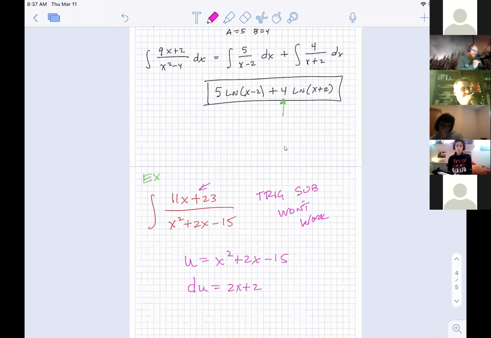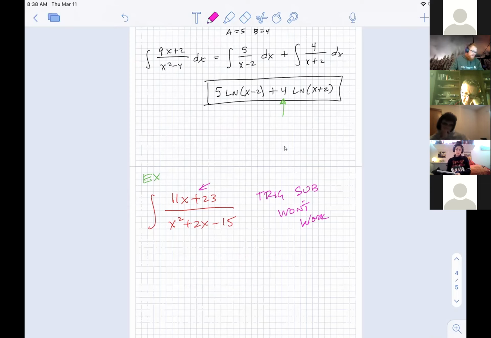Would you run that denominator through the quadratic formula? That's an awesome idea. Could you throw that in the quadratic formula? And what you're asking there is a good idea, and it really has to do with completing the square. So I'll show you that really quick.